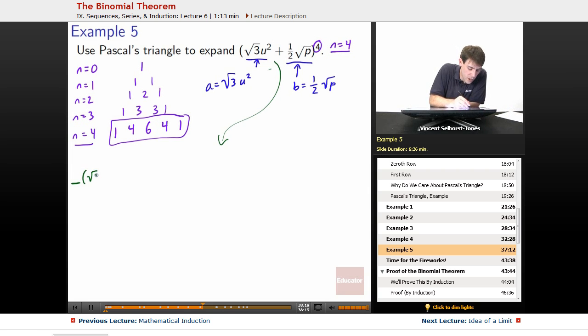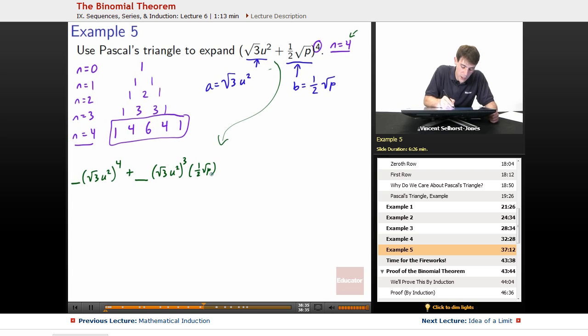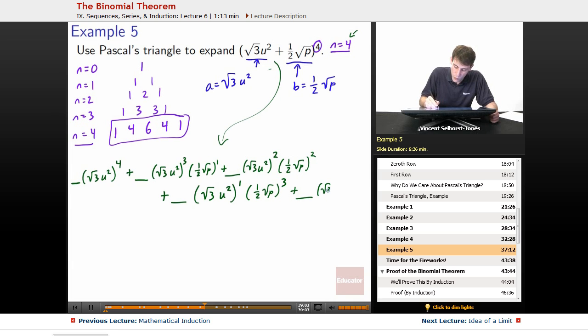So the first one will be root 3u squared to the n equals 4, and then 1/2 root p to the 0, so I won't even write that one, plus blank root 3u squared to the 3 times 1/2 root p to the 1, plus blank root 3u squared squared times 1/2 root p squared, plus blank, let me break that down to the next line just so we can have plenty of room, plus blank root 3u squared to the 1 times 1/2 root p to the 3, plus blank root 3u squared to the 0, so we can just make that entire thing disappear, times 1/2 root p all to the 4. Great.